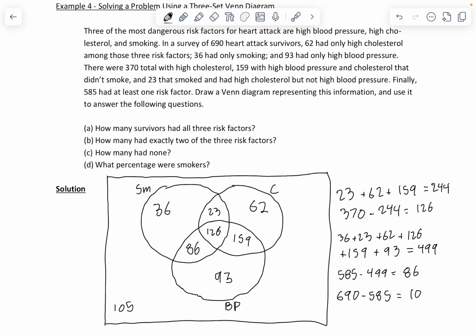Now I can answer the question. How many survivors had all three risk factors? All three would be the intersection of all three circles. That would be 126.